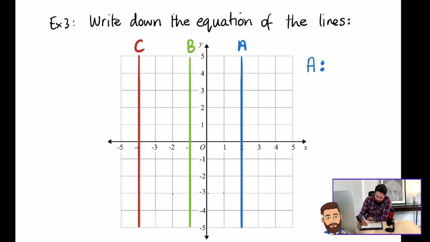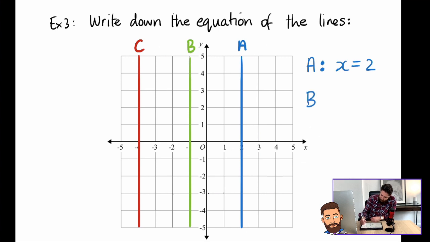Well, first of all, A is a line that goes straight through the x-axis. So that means I know it's going to be x equals, okay? Because it's going through the x-axis, it will be x equals. Where does it go through the x-axis? Well, it goes through the x-axis at 2. So this is the line x equals 2.